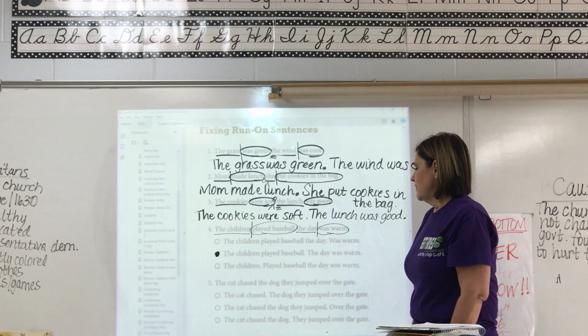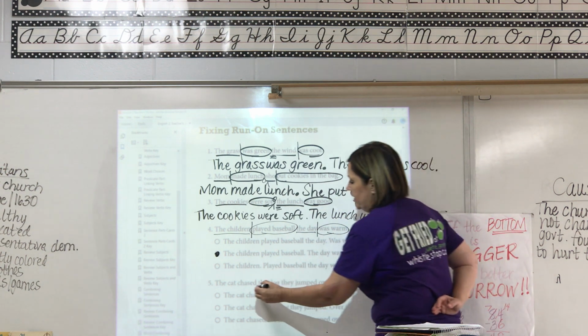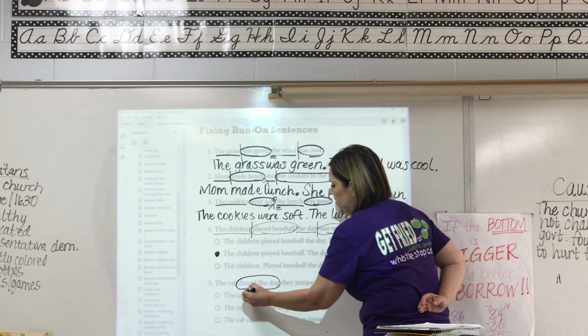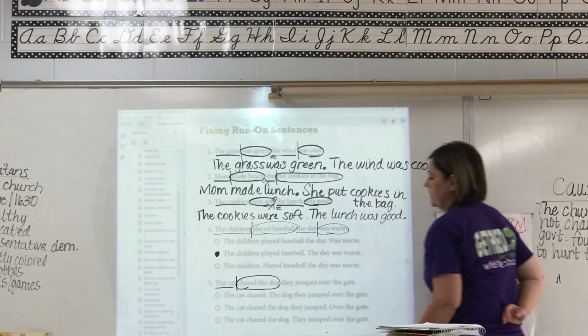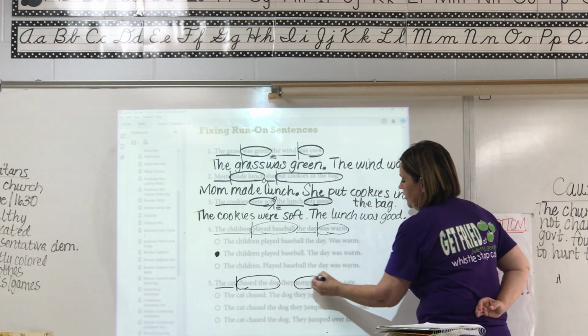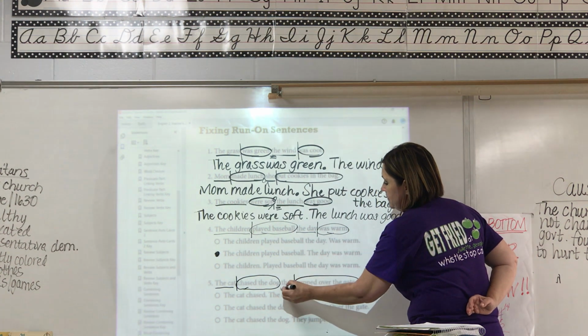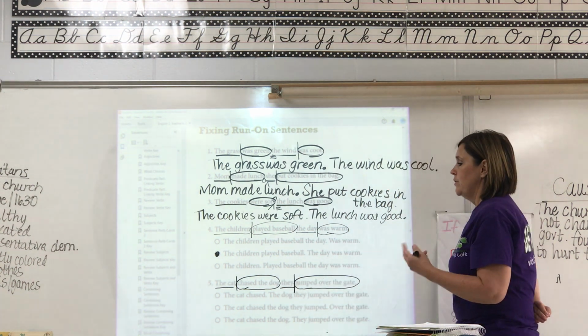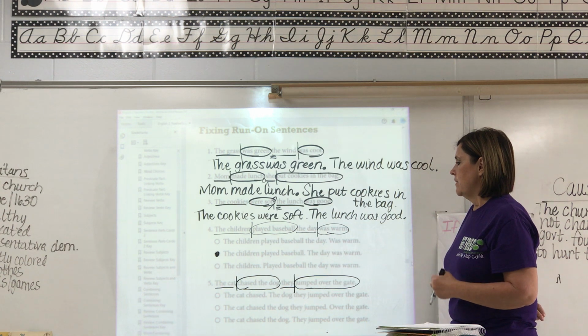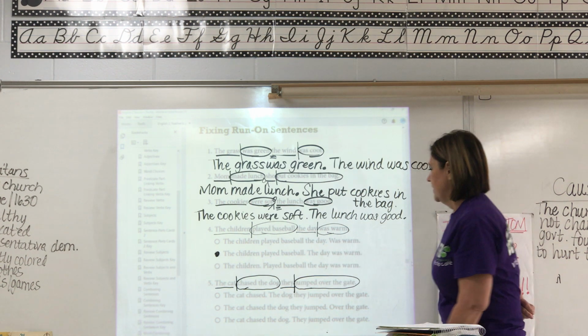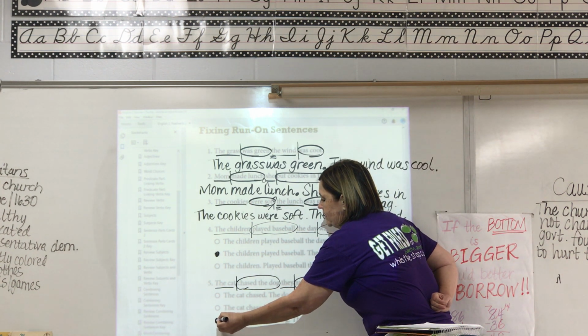The cat chased the dog, they jumped over the gate. The predicate in the first part is chased the dog, so the subject is the cat. The predicate in the second part is jumped over the gate, so the subject is they. So I need two sentences. The cat chased the dog, they jumped over the gate. And that would be this sentence.